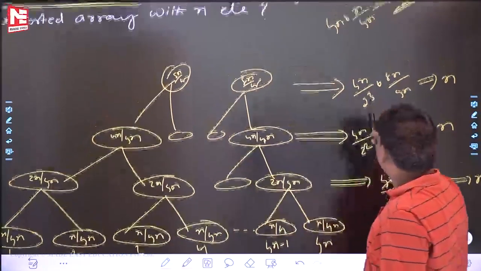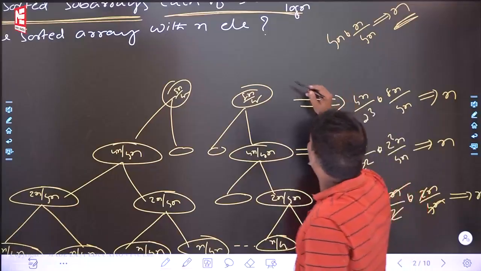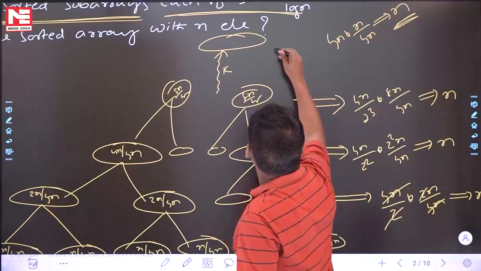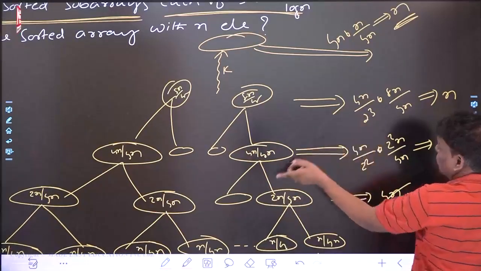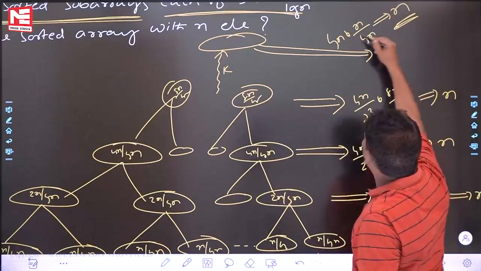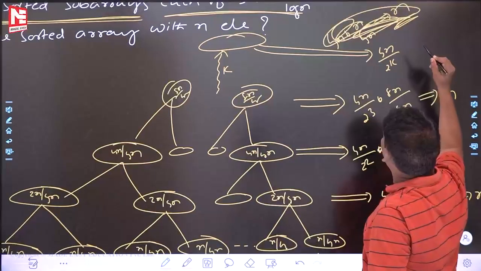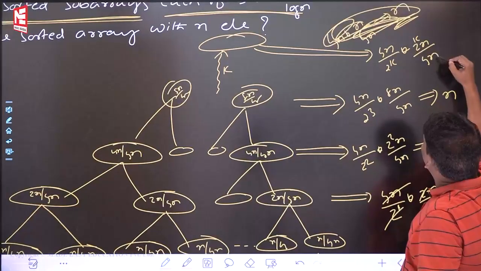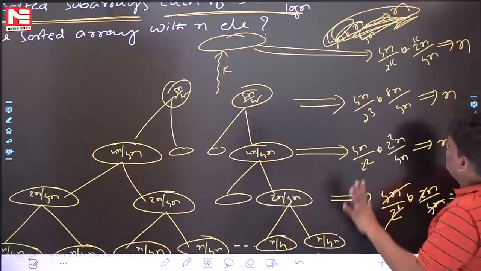If you do it 3 times, log n by 2 cube; if you do it 10 times, log n by 2 power 10. Assume that I did this k times. You say, if you do it k times, what will happen? 3 times gives log n by 2 cube, 2 times gives log n by 2 square, 1 time gives log n by 2 power 1. K times gives log n by 2 power k groups. Same way, 2 power k n by log n: log n cancels, 2 power k cancels, finally n will be there. That is also fine.